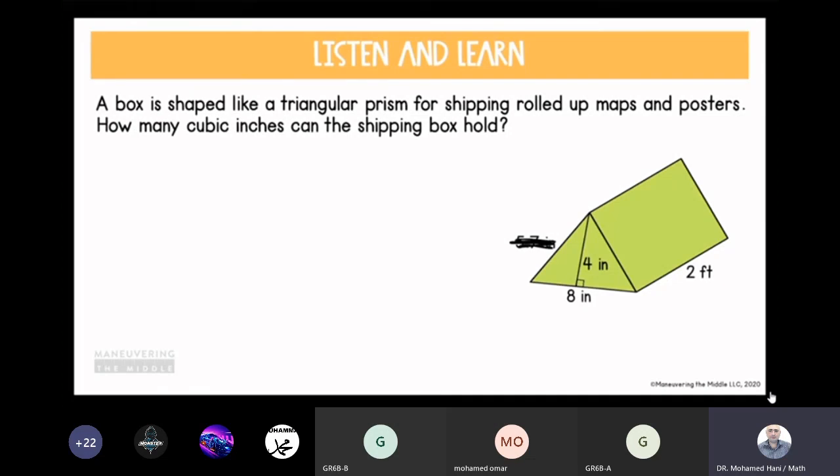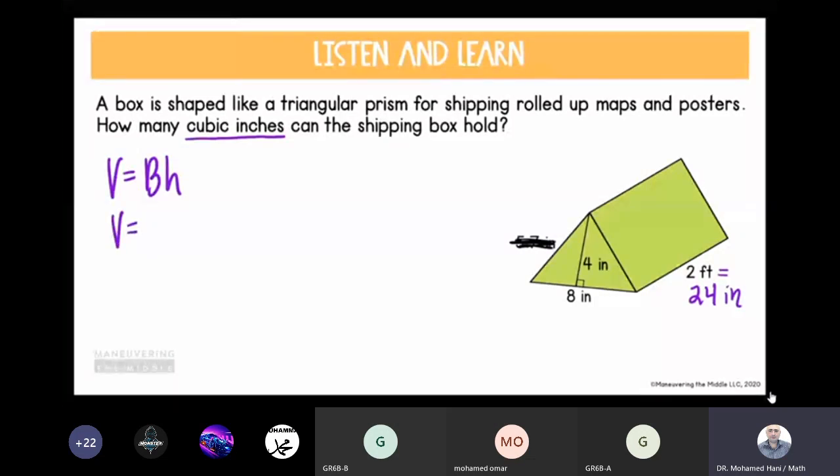I also notice that the dimensions are different. So I go back to my question and it wants to know how many cubic inches. So I'm going to go ahead and convert 2 feet to inches. And I know that's 24 inches because 1 foot is 12 inches. So now that I have all my measurements in the same dimensions, I can go back to my formula. So there's my formula.